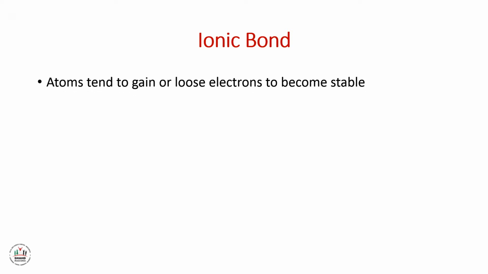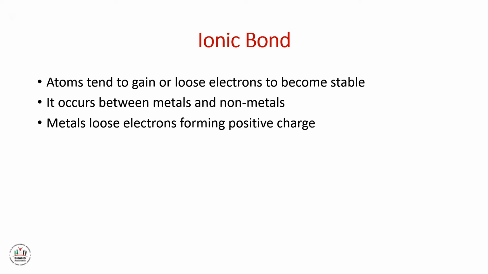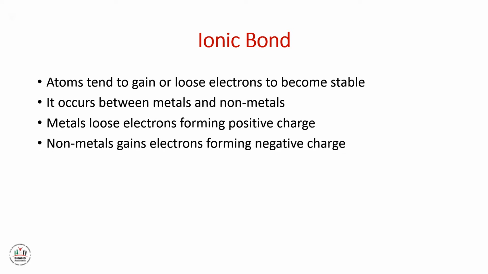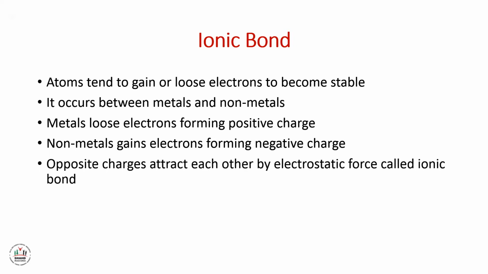In this type of bond, atoms tend to gain or lose electrons to become stable. This bond occurs between metals and nonmetals. Metals lose electrons, forming positive charge. Nonmetals gain electrons to form negative charge. These opposite charges attract each other by electrostatic force called ionic bond.